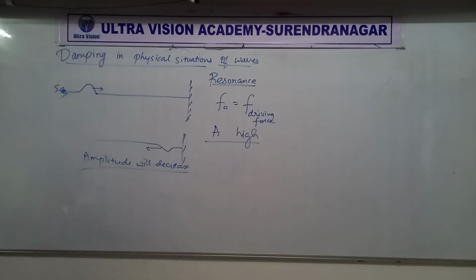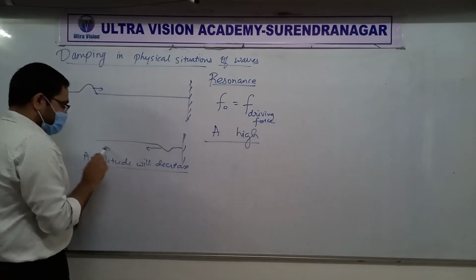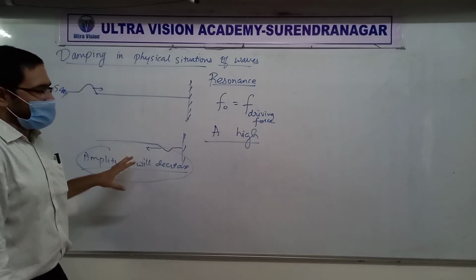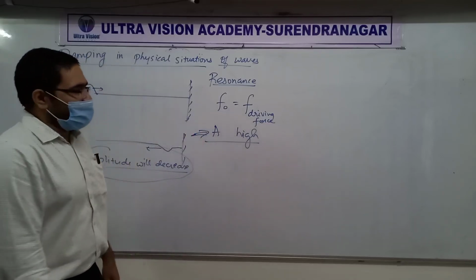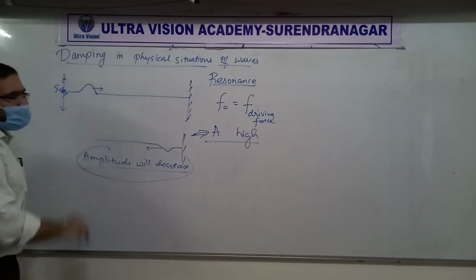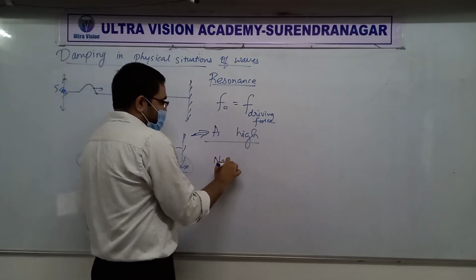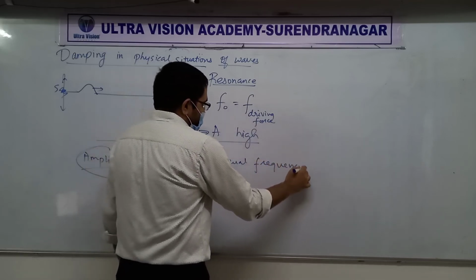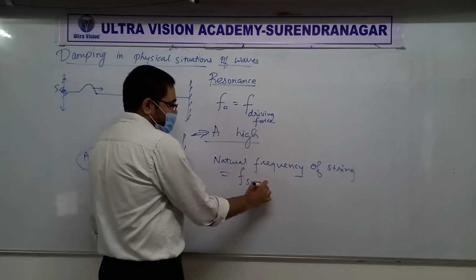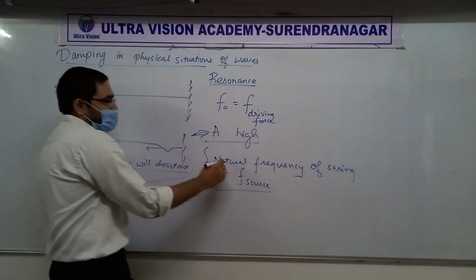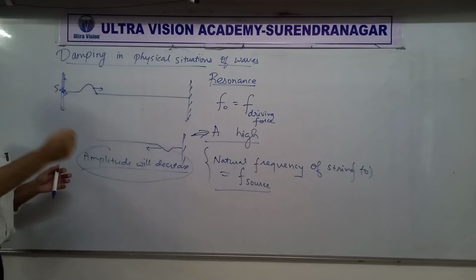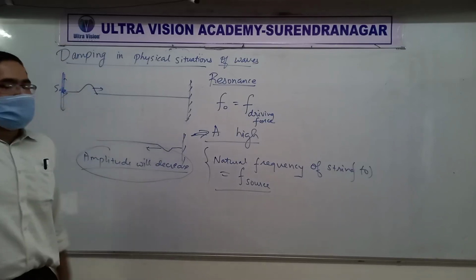Okay? So, if you don't want amplitude to decrease every time, I repeat, if you want amplitude to be high, then what you should do is you should oscillate this string or the source in such a way that the natural frequency of the string is the same as the frequency of the source. Did you understand this? Natural frequency means f0, right? And the source is being pushed by which force? By the driving force, right? You take it in your hand and you move it. So that means this is the driving force. Clear?